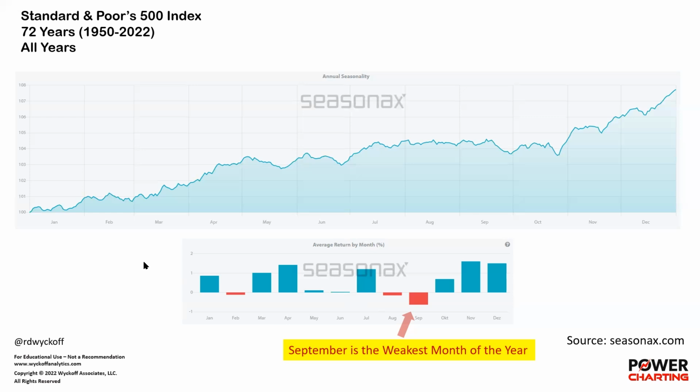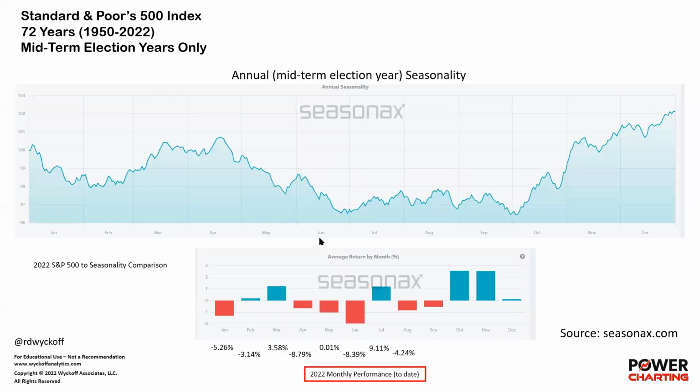Now, seasonality, well, let me give you some hope. So here is the seasonality for 72 years. And what we've done is we've just looked at the midterm election years. 2022 is a midterm election year. So let's just see the seasonality for the midterm years for the past 72 years and see if we can find a pattern that could tell us where we might go into the end of the year.